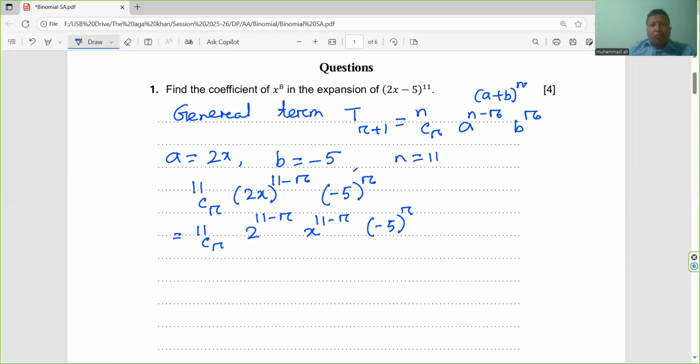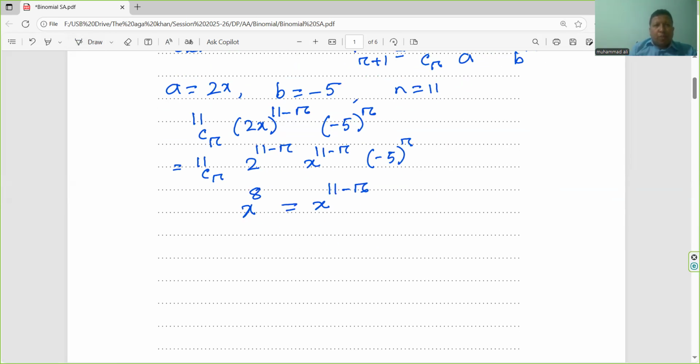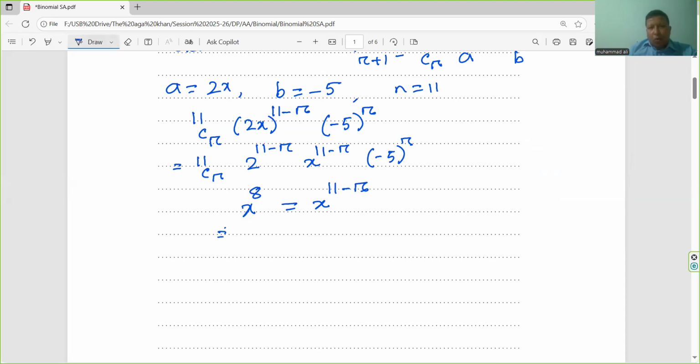So we want the coefficient of x to the power 8. So we can write x to the power 8 equals x to the power 11 minus R. As both of these have the same base, the powers will be equal. So it will be 8 equals 11 minus R. When minus R comes to the left side, it will be plus R, 11 minus 8. Therefore, R equals 3.